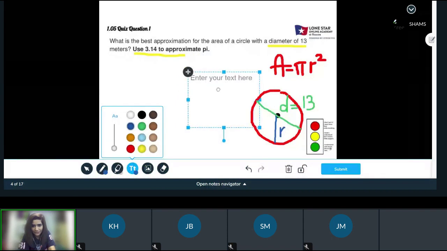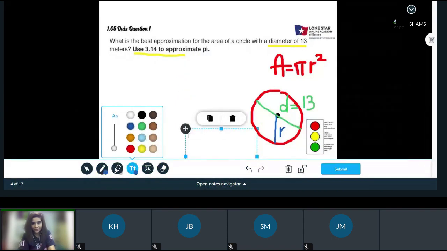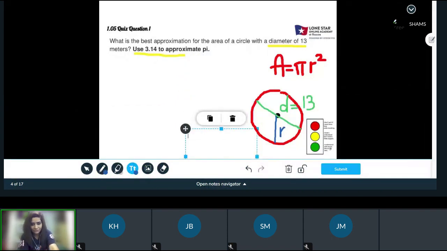Let's find the radius then. If I know that diameter is 13, I will do radius. How? I will do 13 divide by 2. And radius will be half of 13, 6.5. In this case, meters. I will pause. Very good, Jennifer. Are there any questions on finding the radius? Does it make sense to everybody, radius 6.5?